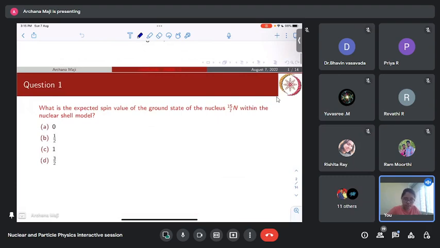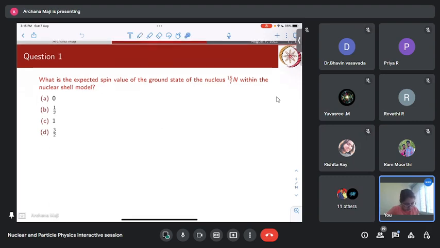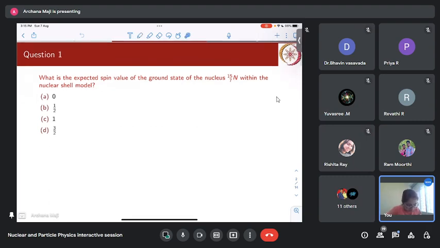So we will be solving assignment 2. Okay, so let's get started. The first question asked what is the expected spin value of the ground state of this nucleus within the nuclear shell model. I'm audible, right?